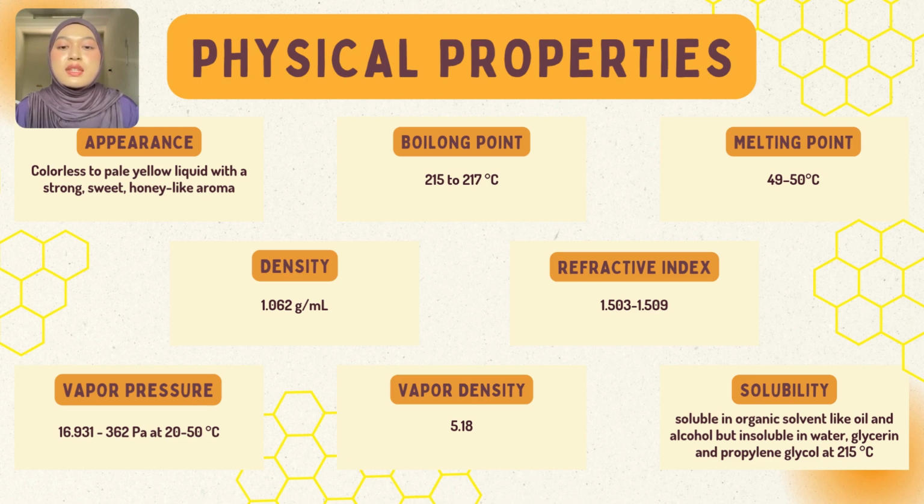The vapor density of the compound is 5.18. Vapor density is the ratio of the mass of a given volume of the vapor to the mass of an equal volume of hydrogen at the same temperature and pressure, indicating whether it will rise or settle. Lastly, the compound is soluble in organic solvents such as oil but insoluble in water, glycerin, and propylene glycol at 25 degrees Celsius.